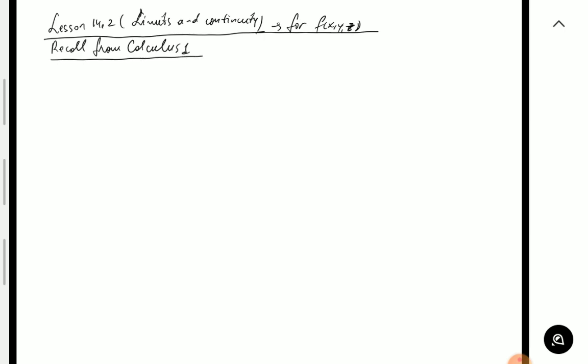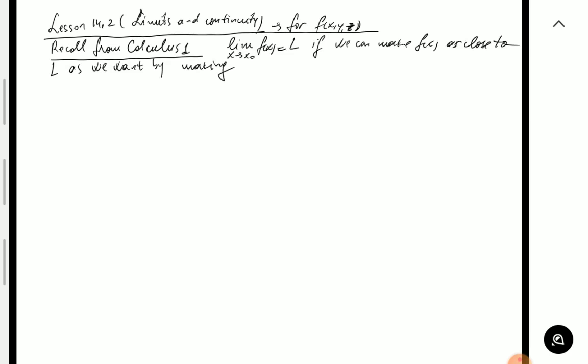that if you have a function of a single variable, you say that the limit of that function as x goes to x naught is some quantity L, which could be a number or infinity or minus infinity. Let's just say it's a number. Usually for infinity or minus infinity, we have slightly different definitions. So we say that this limit is L if we can make f of x as close to L as we want by making x as close to x naught from both sides.